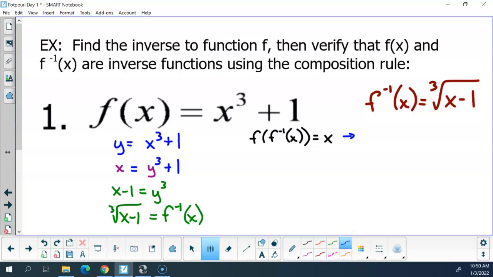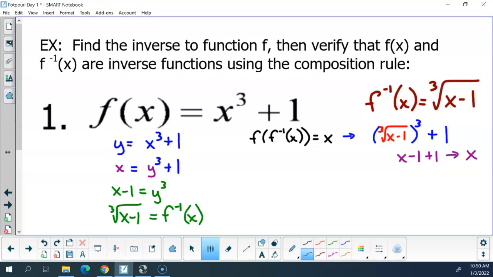So it would be x cubed plus 1, right? Well, my x is now the cube root of x minus 1. Right? So it just cancels itself out. So the cube cancels out the cube root, correct? Yeah. So that gives me x minus 1 plus 1 equals x. Is x. That's what I needed.